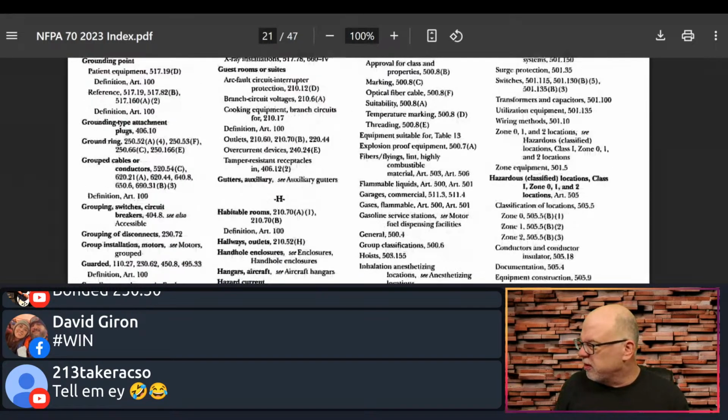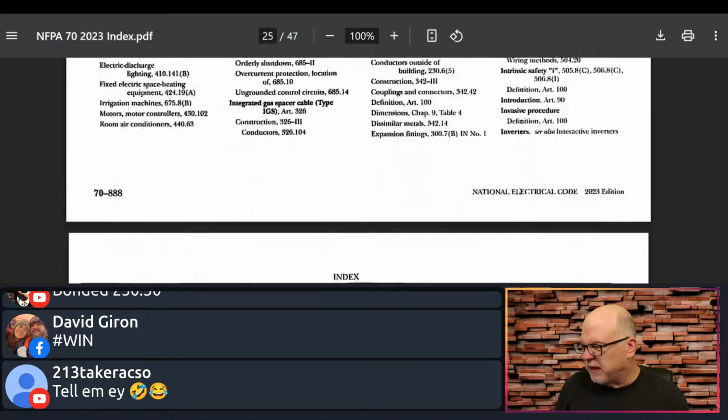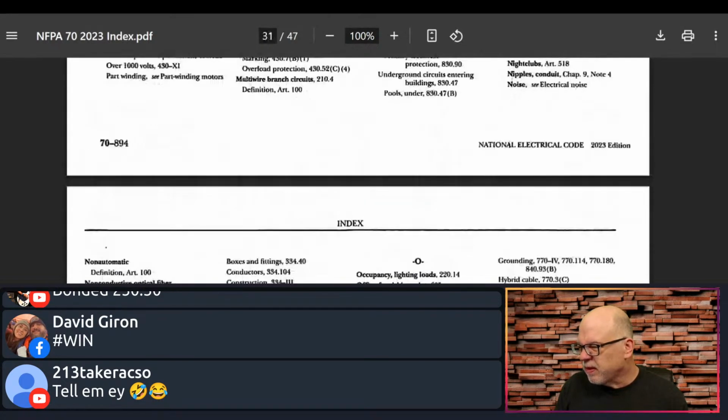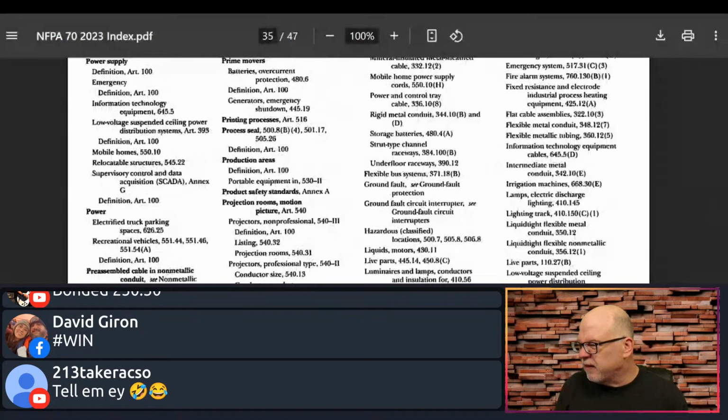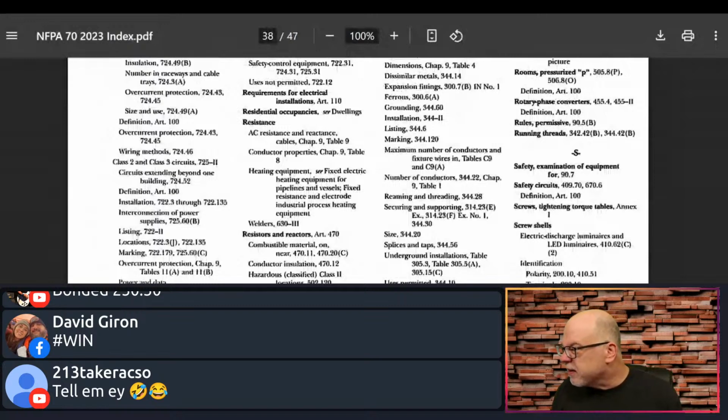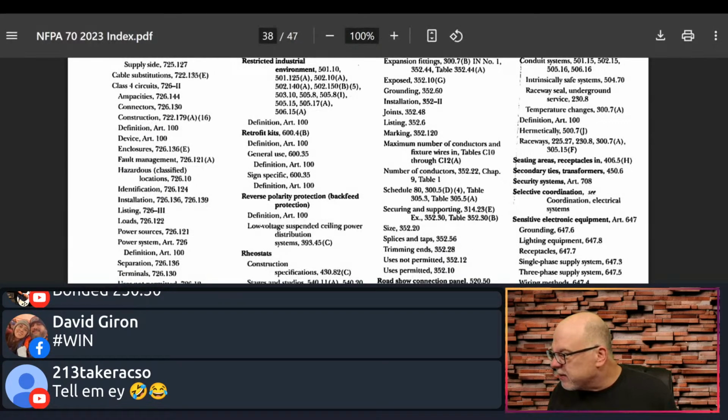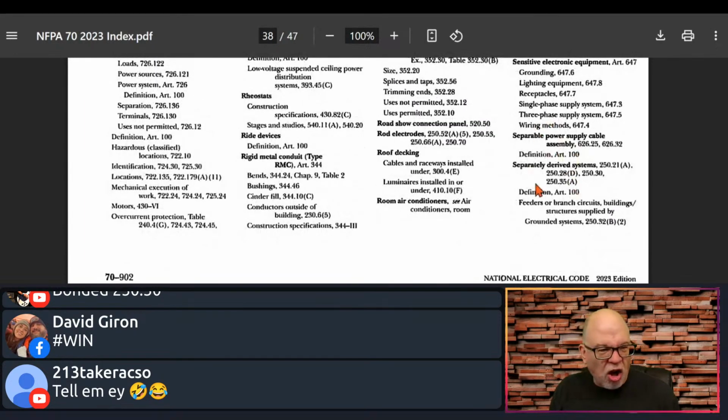All right, let's go to separately derived system because I want to see if there happens to be anything under there. Let's see here. Y'all are following along. Okay, separately derived systems right here. We do see under separately derived systems, there is a 250.21, there's a 250.28, there's a 250.30. All of these would be fair game for me to write down on my scratch pad in an exam, right?